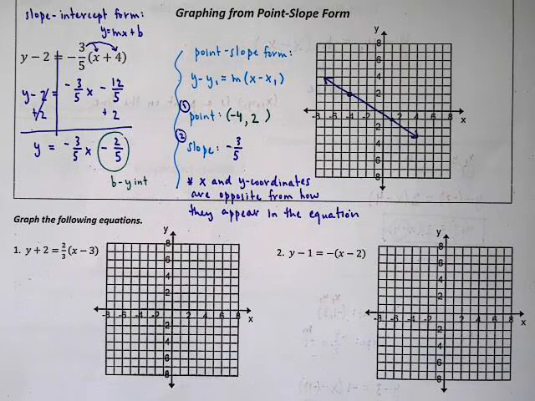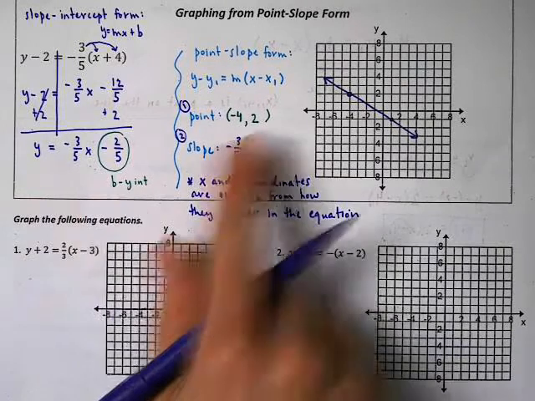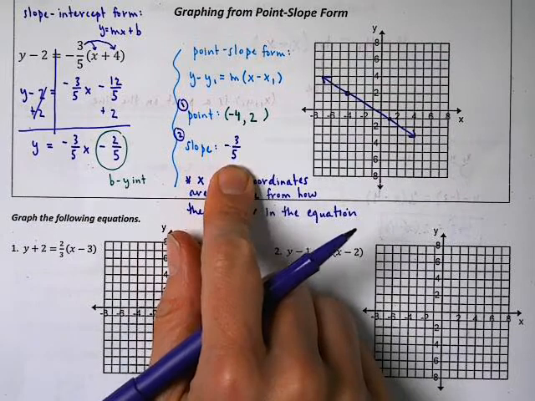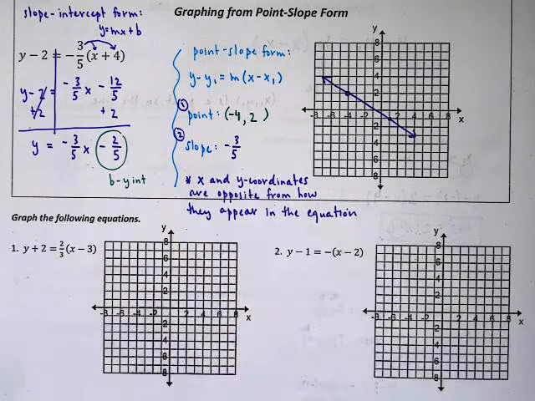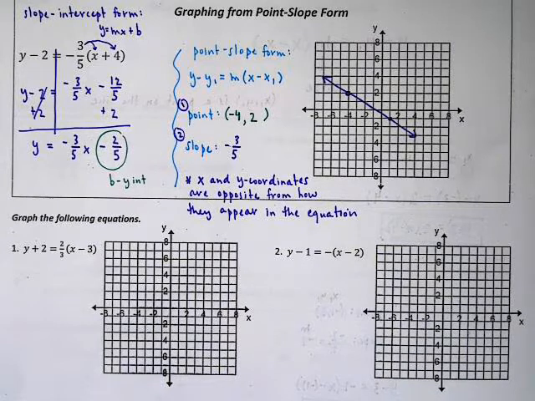So kind of like before how we started with our y-intercept, now we're starting with our point, and our slope still give us the directions to find the next point on the line. All right, let's do a couple more.